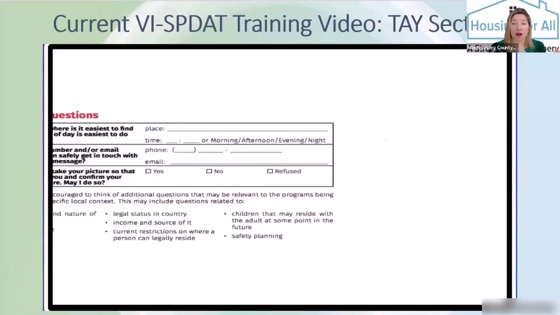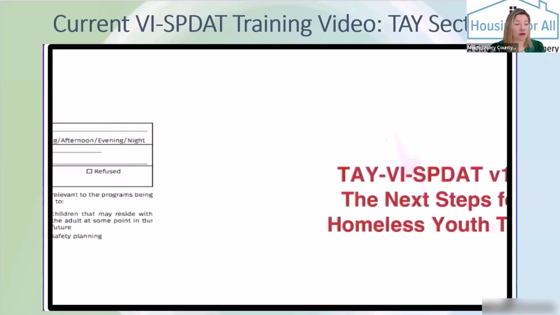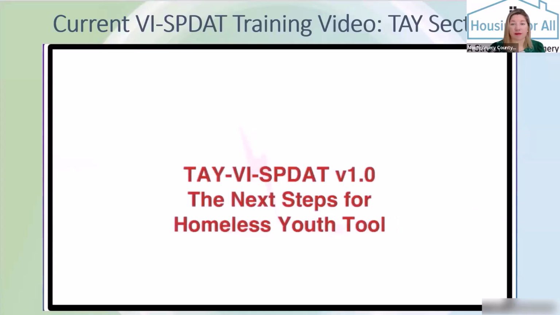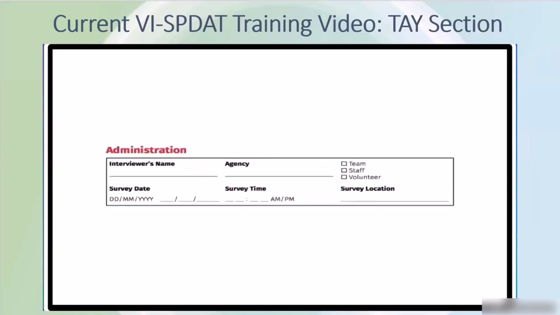So now we're going to watch a very brief video from an org code trainer that talks about the TAY, the transition age youth VI. This is version 1. I won't go as deep into this, but I do want to just point out some of the differences because the transition age youth is very similar to the single adult VI, but there are some minor differences as well. Administration, again, is going to stay the same in collecting the interviewer's name and agency and where the survey is being completed, etc.